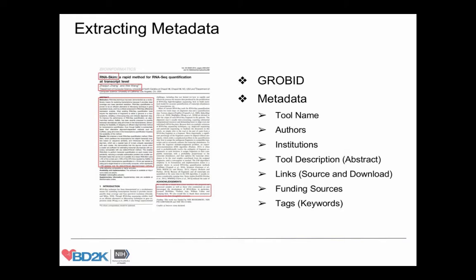Okay, we use the machine learning library GROBID to automatically extract metadata from the publications. So with this GROBID library, we can extract the tool name, authors, institutions, description, links, funding sources, and tags.